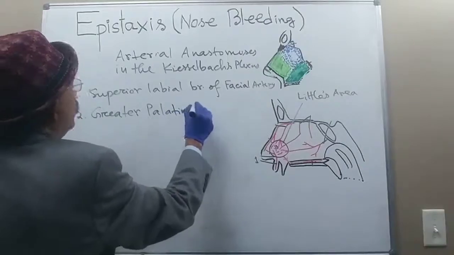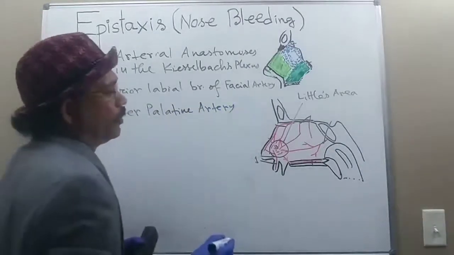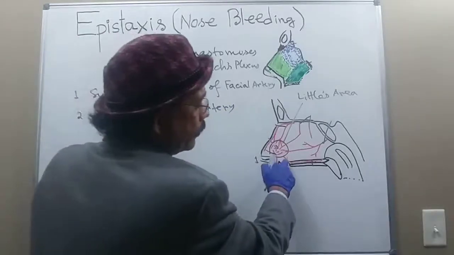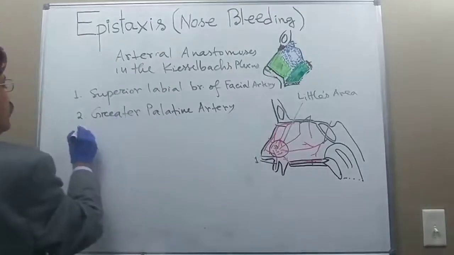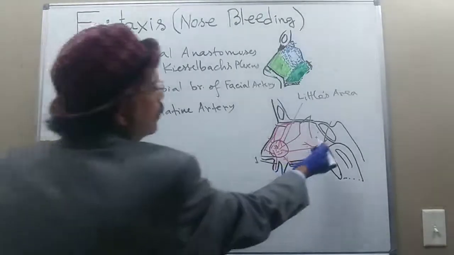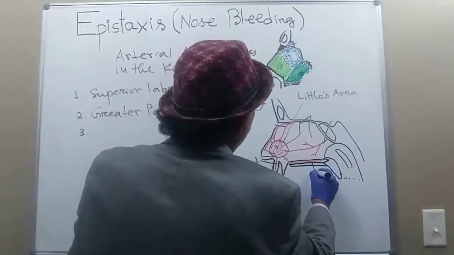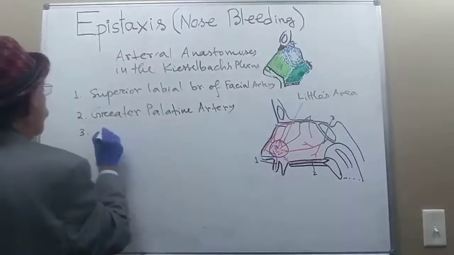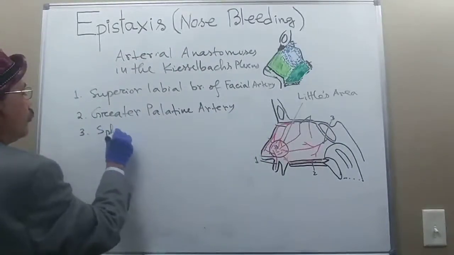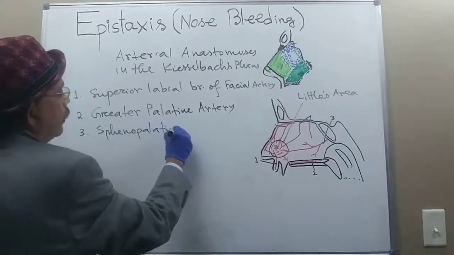The palatine artery enters the floor of the nose through the incisive canal here. This is a branch of the maxillary artery. Number three is the sphenopalatine artery.